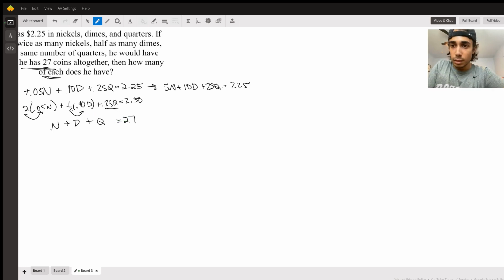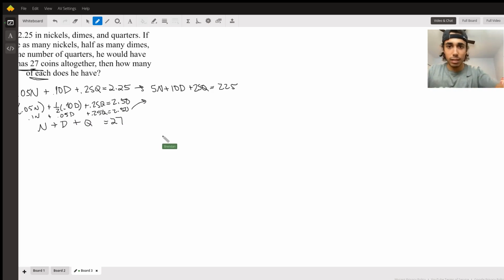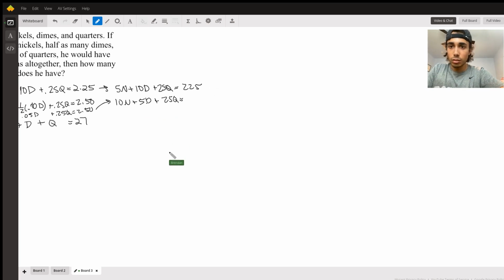So if I multiply what's already there, I'm going to just write it right down below because we still need to multiply by 100. So it's going to give me 0.1n plus 0.05d plus 0.25q equals 2.50. All right, let's multiply that by 100, right? We want to get rid of those decimals. So I've got 10n plus 5d plus 25q equals 250.